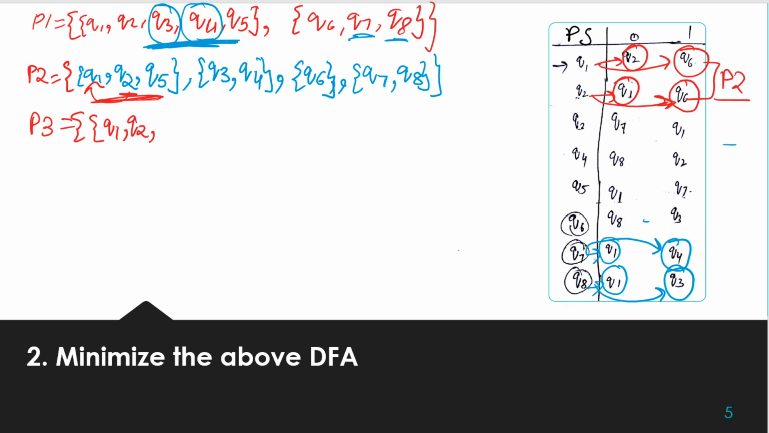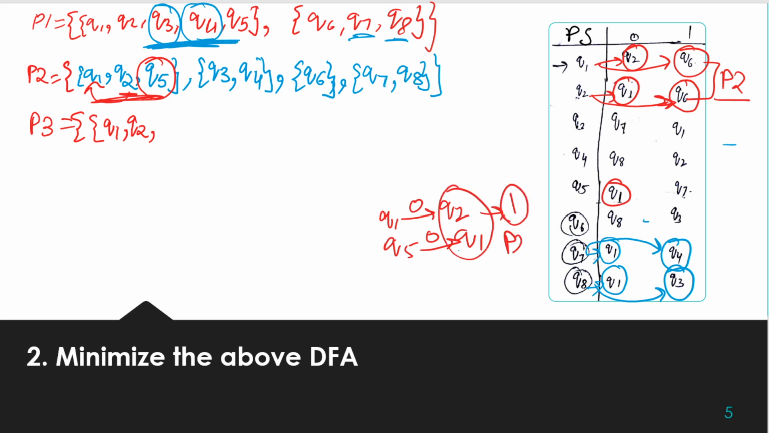So now let's check the compatibility of Q5 with Q1. From Q1 for input symbol 0 we are moving to state Q2, and from Q5 for input symbol 0 we are moving to state Q1. So they are compatible for input symbol 0, as both these states are part of the first group in partition 2. Okay. Now let's check the compatibility of these two states for input symbol 1.